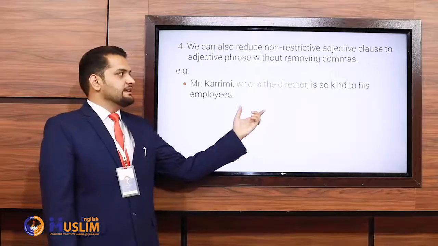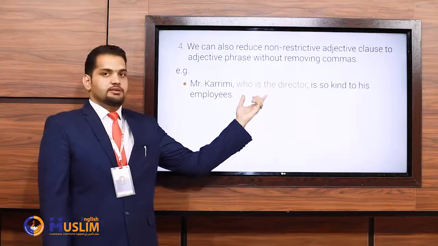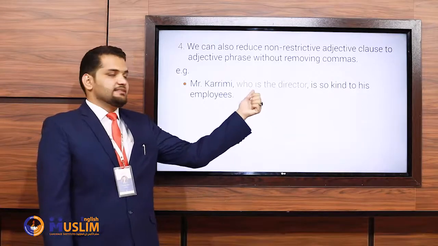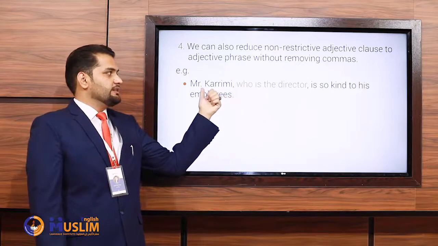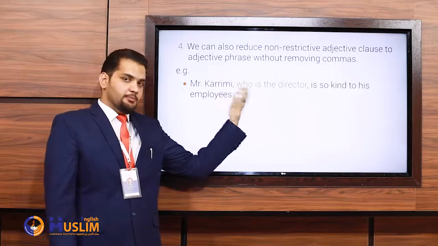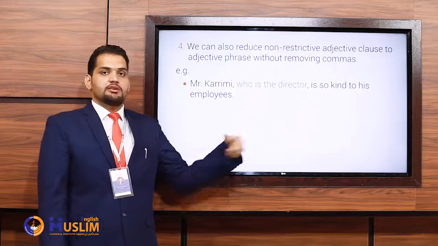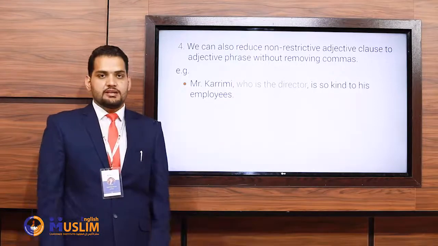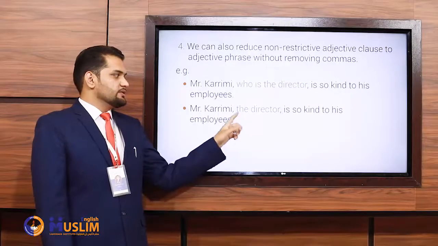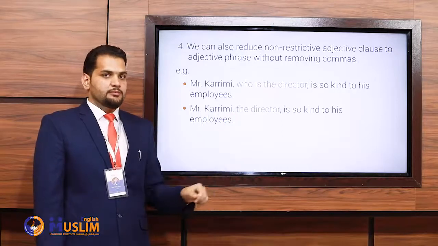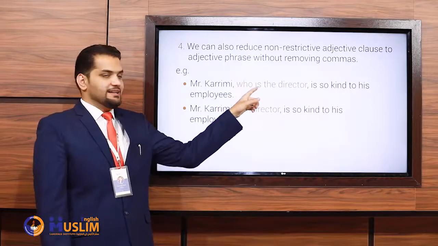Now in this sentence, the adjective clause is who is the director, and if you see, it's a non-restrictive adjective clause, because I've told you when the antecedent is a proper noun, the adjective clause is usually a non-restrictive adjective clause. So here, you just need to say, Mr. Karimi, the director, is so kind to his employees. There is no need of removing the commas. You just drop who and is.